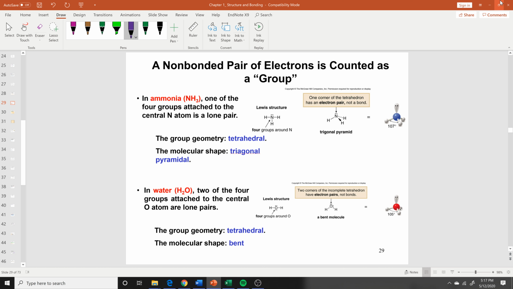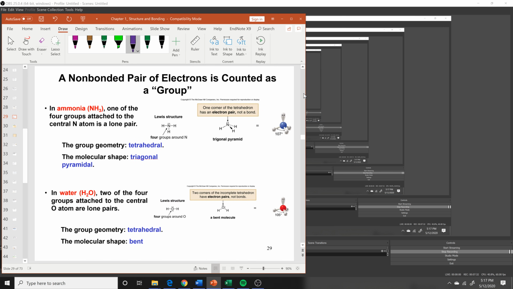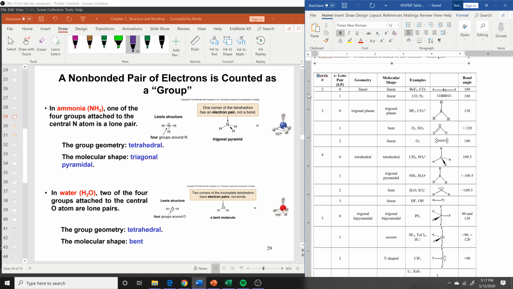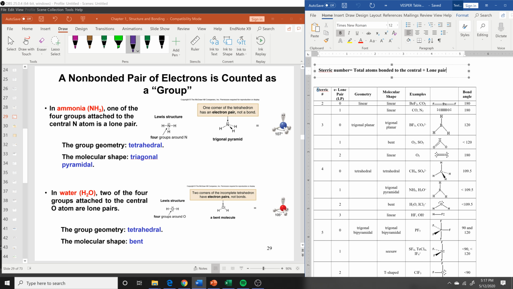Why is it tetrahedral? Okay, I want to remind you of this table over here. See that table? Now, this table is on eCampus. So please use this table, and this table is to show you how to draw and how to figure out the geometry and the molecular shape of compounds.